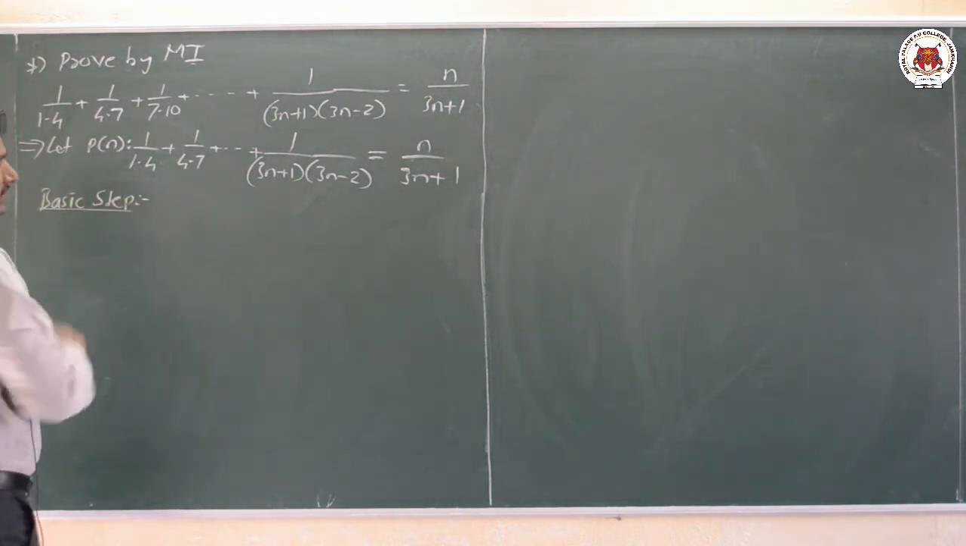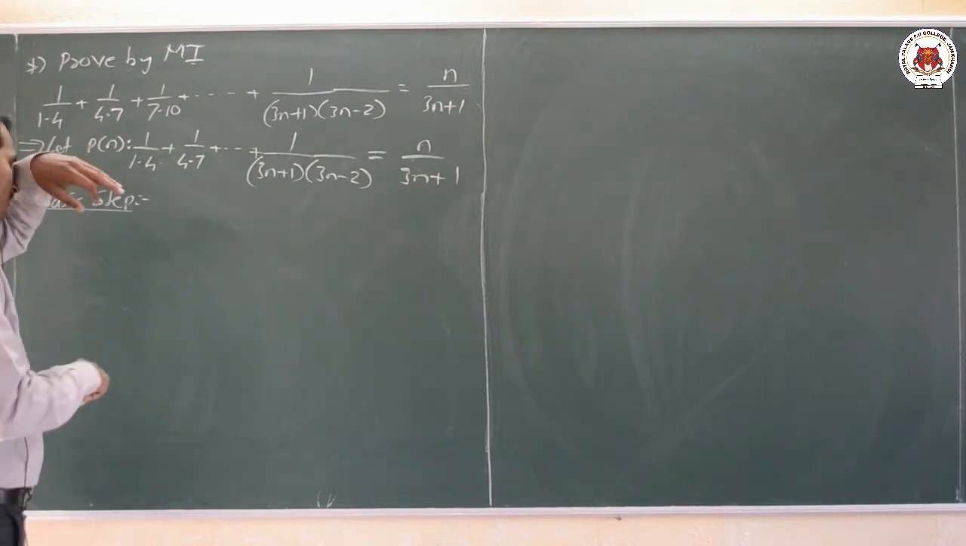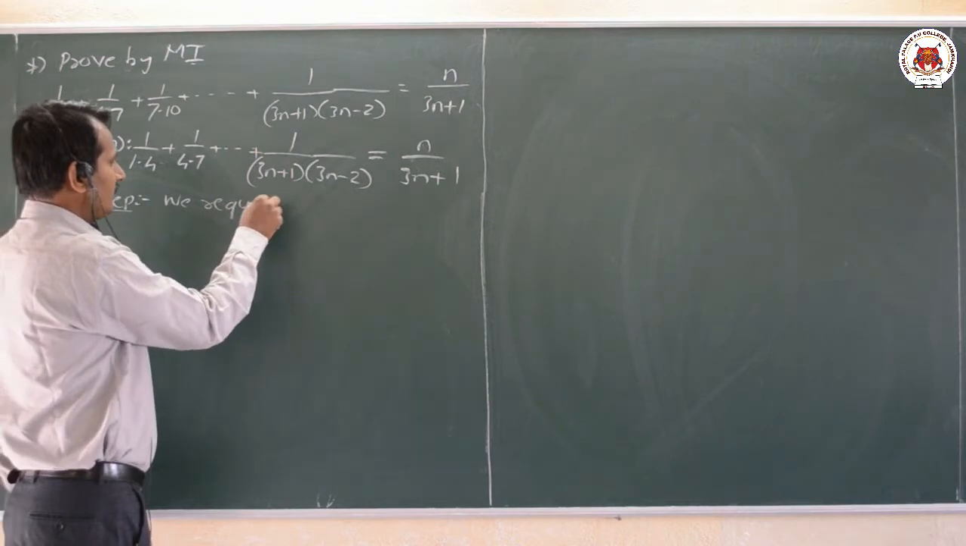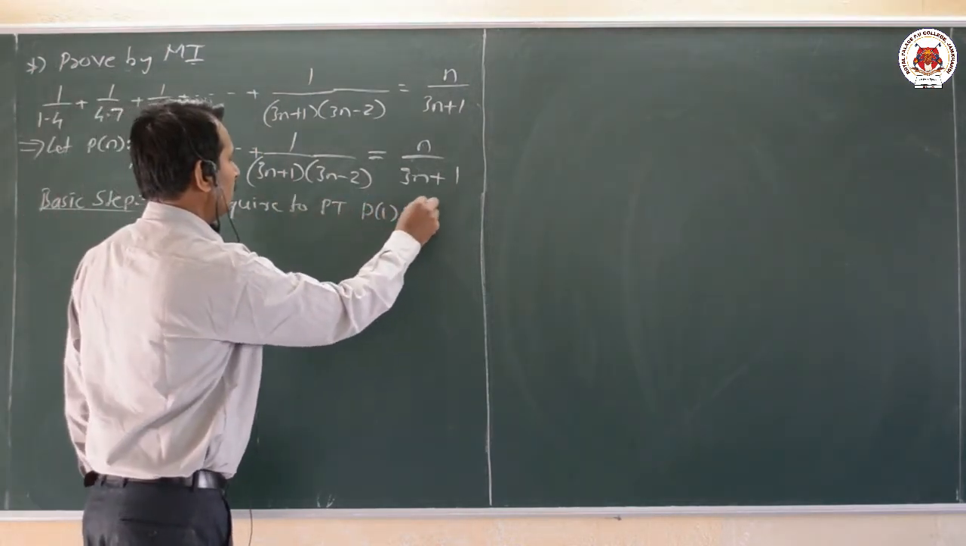In this basic step, we have to prove that P of n is true for n equal to 1. We require to prove that P of 1 is true.